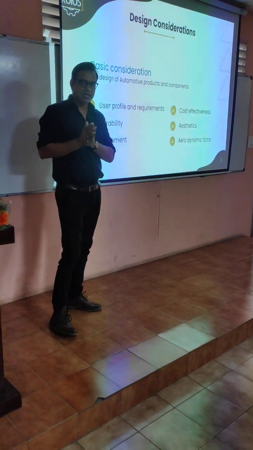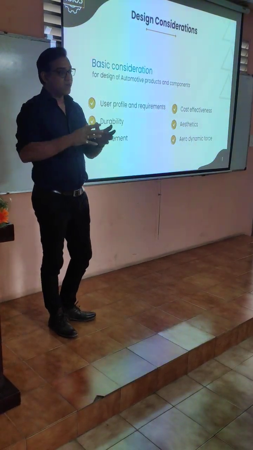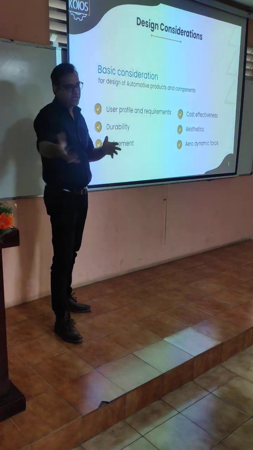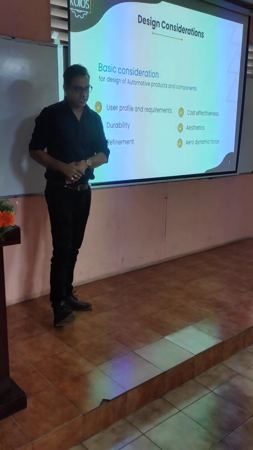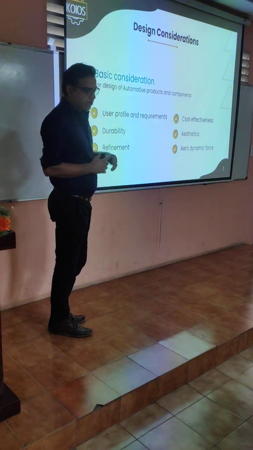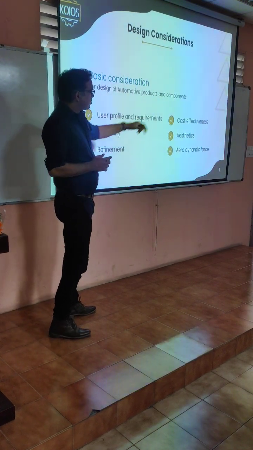What is the user that I'm targeting? And from there comes what kind of motorcycle he will be interested in. Right? What kind of vehicles he or she will be interested in. What kind of features they are looking at. All those things. Then cost effectiveness.